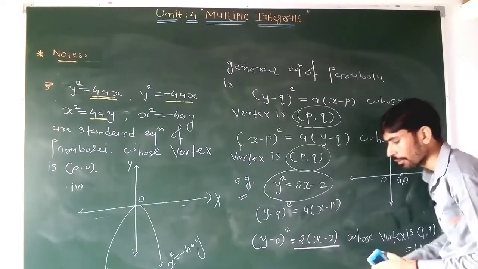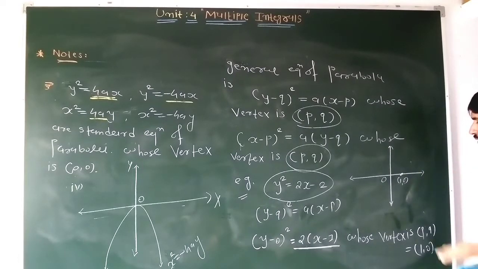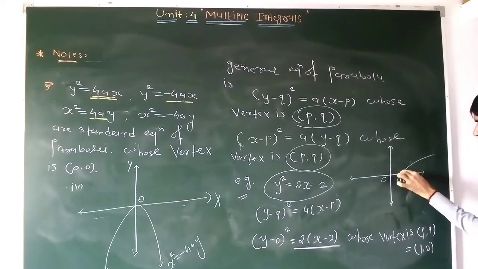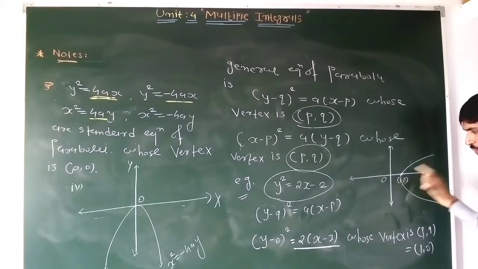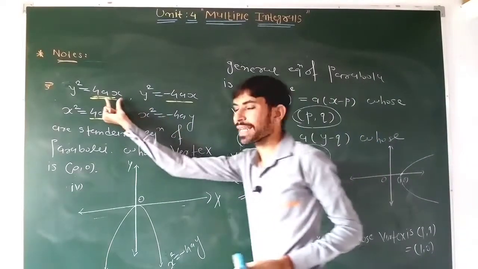So our x is positive, then we open with the positive x-axis. So here we draw our parabola in this way, passes through the point 1, 0. y square is equal to 4ax.